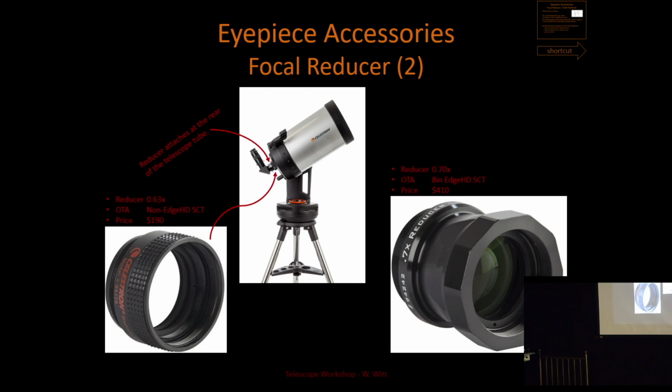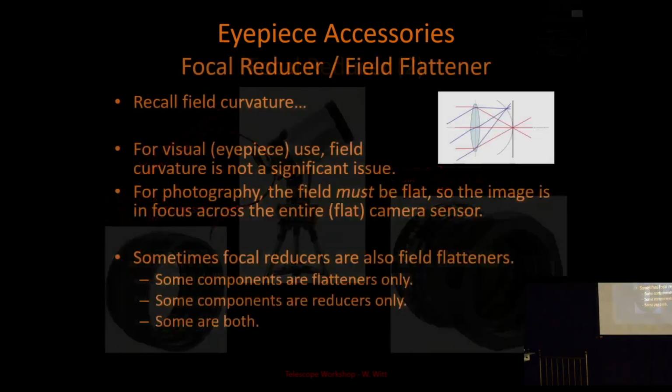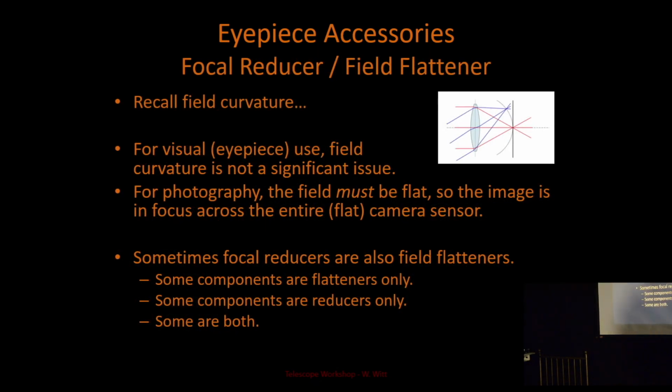So there'll be some more examples of how these things work and what you have. I just want to add here that we talked about flatness of field earlier, right? So if you go shopping for a focal reducer, it may get confusing because you may see flattener, reducer, reducer, flattener, right? So they all look similar.